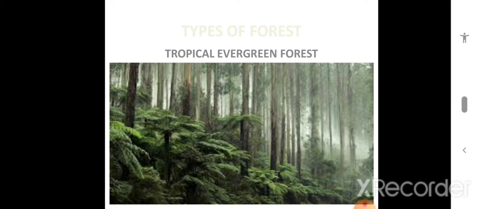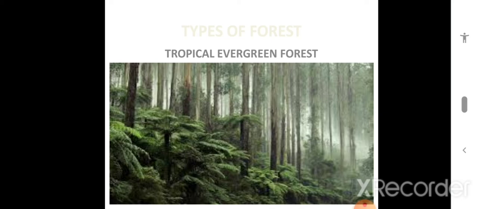We can see hardwoods like mahogany, ebony and rosewood. There is rain throughout the year in these regions, so there is no mass shedding of leaves at any specific point of time. That is why these forests are evergreen. We cannot see the shedding of leaves, so that is why it's called evergreen.